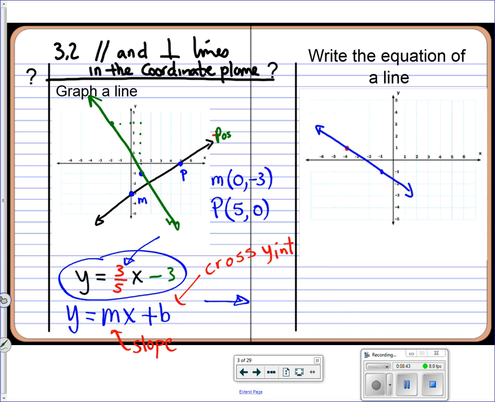Now the directions are asking me to write an equation of a line that is given there. Okay, now to do this, I'm going to need some important information to write the equation y equals mx plus b. I'm going to need the slope.